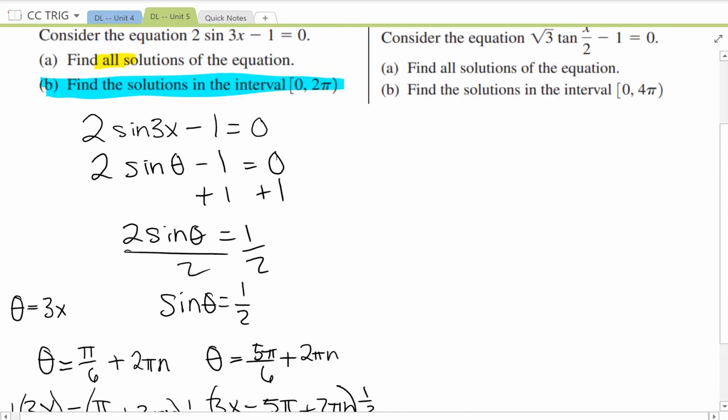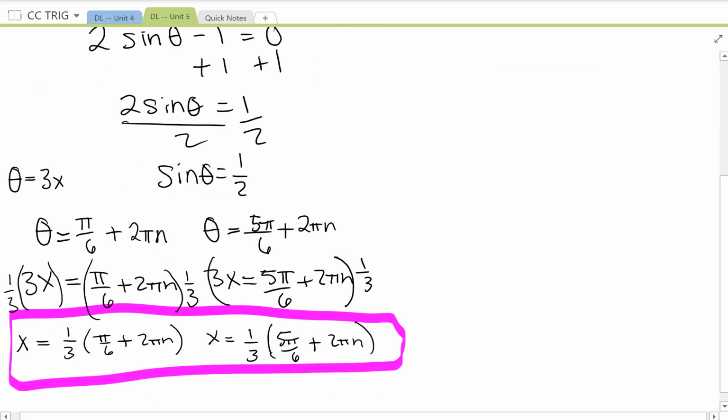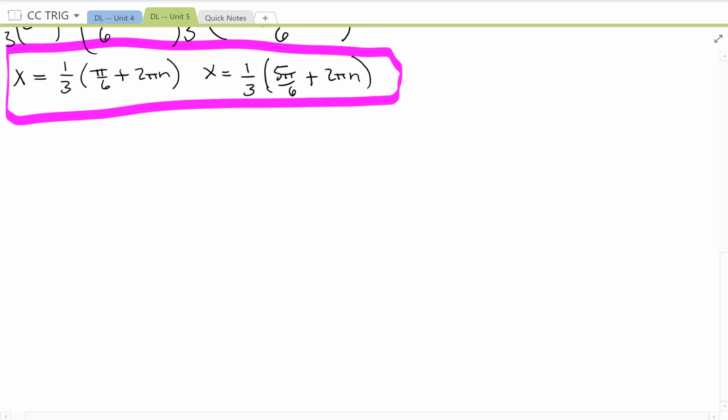Now let's do part B. Find the solutions on the interval 0 to 2 pi. Okay, you have literally written an expression for yourself to give you all possible solutions. So what we're going to do is use that expression, starting off with n equals 0. 0 to 2 pi is the interval they're asking for, so I'm going to plug in 0 for the integer.